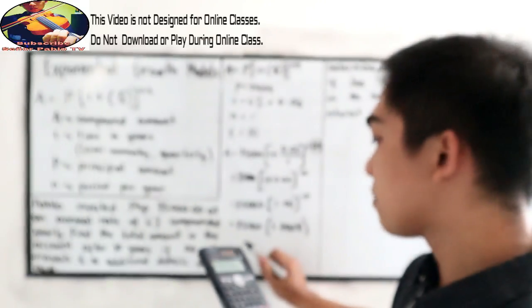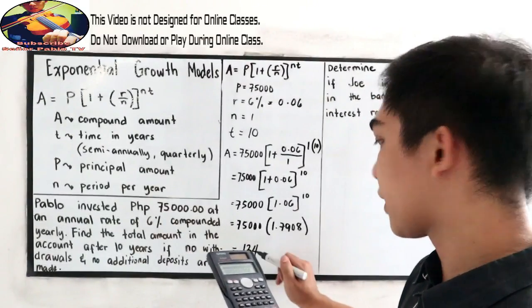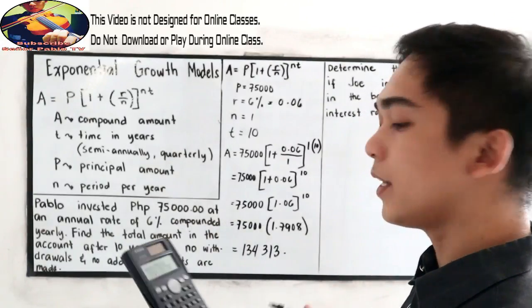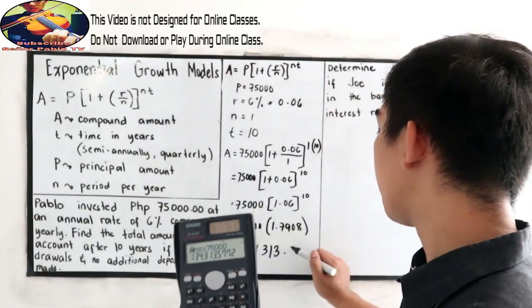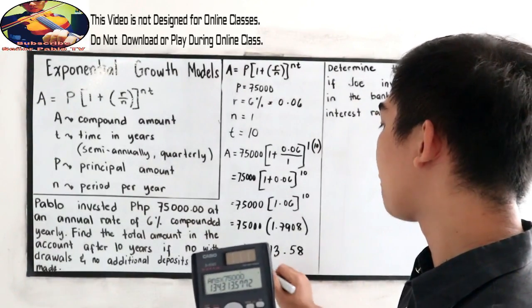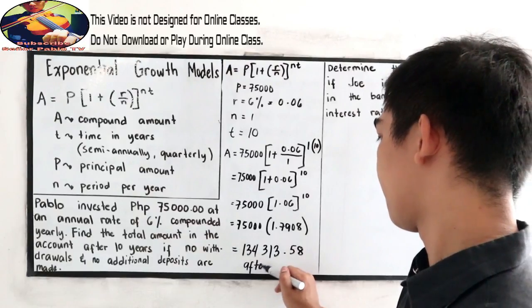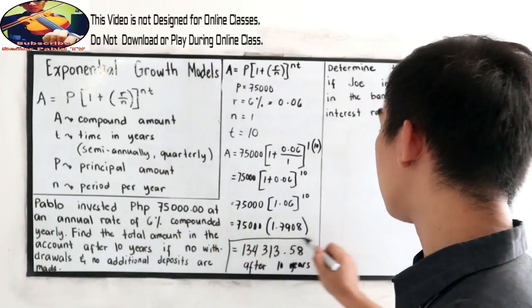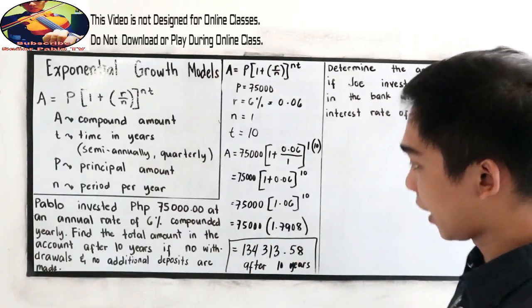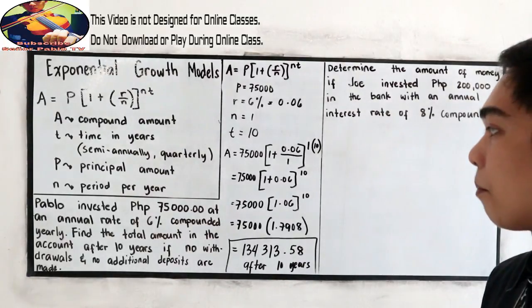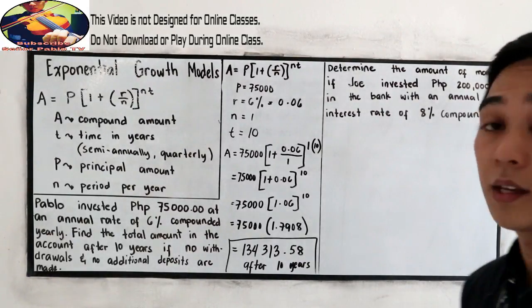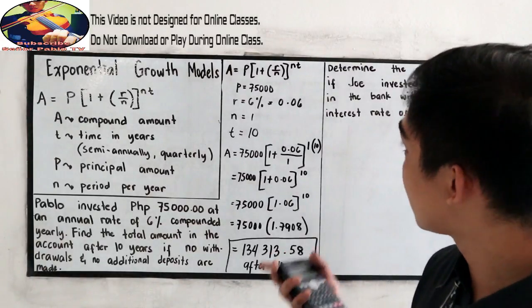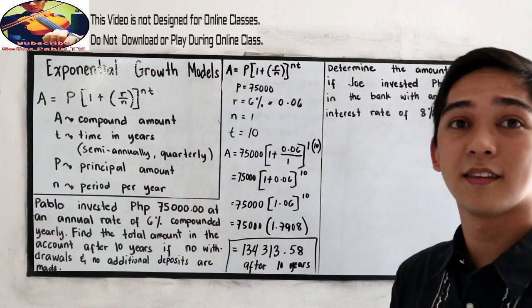So his money will become 134,313.58 after 10 years. Okay, this will be the amount of his money after 10 years, if that is compounded yearly with a 6% interest rate. Okay, so this is our problem number 1.